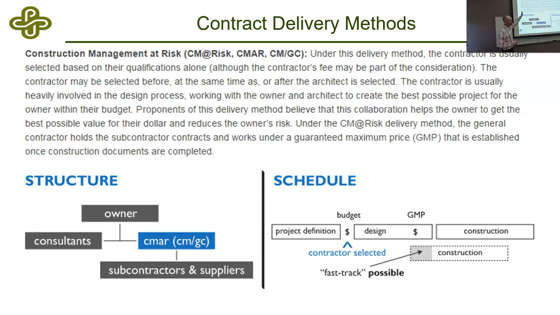In the CMGC contract method, you've got the owner that's financing the project, and they hire a design team. Okay, I want to work with this architect, this engineer, this set of people. I hire them. You're going to do my design. Then contractors bid based on qualifications, and usually it's a not-to-exceed contract based on similar projects of size and scope. Then they look at that and say, okay, I'm going to hire this contractor. And then, boom, you've got your team put together.